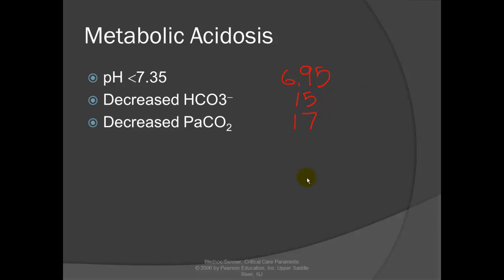Step 1, acidosis or alkalosis. Acidosis, because of the low pH. Step 2, does it have anything to do with CO2? The CO2 is too low to be a respiratory cause. So very simply, from that alone, metabolic acidosis.